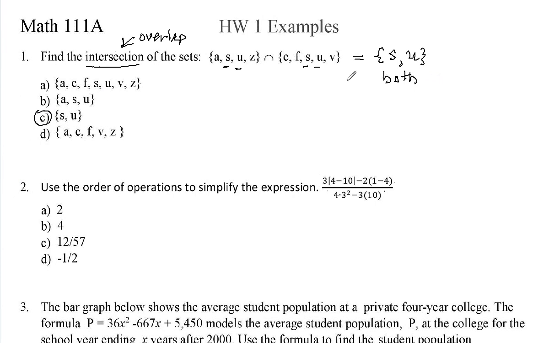I don't think they have you do union, but remember union looks like this, and union unites the sets, so it keeps everything that's in both sets, but without repeats, whereas intersection is the overlap.